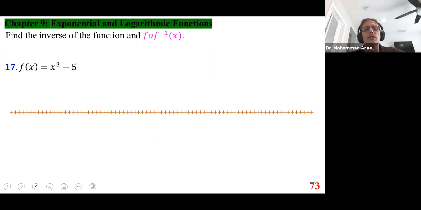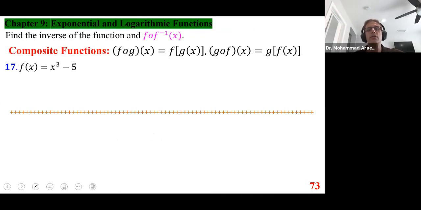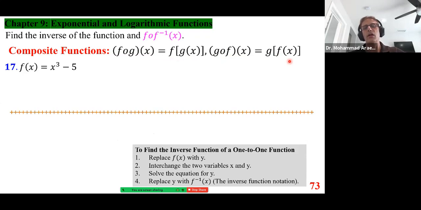Find the inverse of this function and also check with f o f inverse of x. First of all, composite function. f o g is f of g of x. g o f is g of f of x, reminding everyone. To find the inverse, there are a couple of different ways. One way is to start by replacing f of x with y because it makes it easier to work with. Then we interchange the two variables x and y. We solve for y and we call it f inverse.